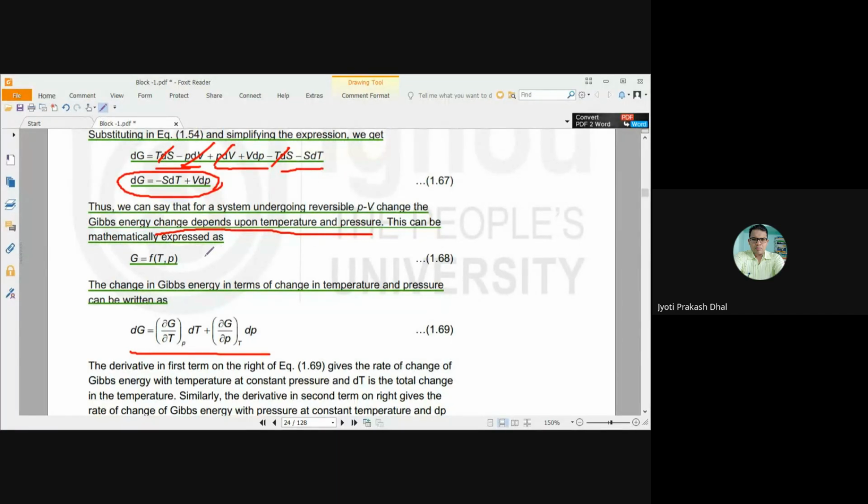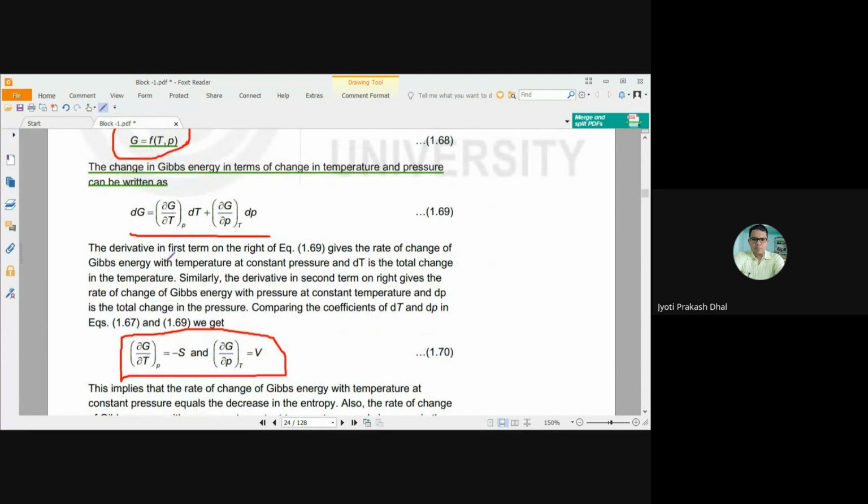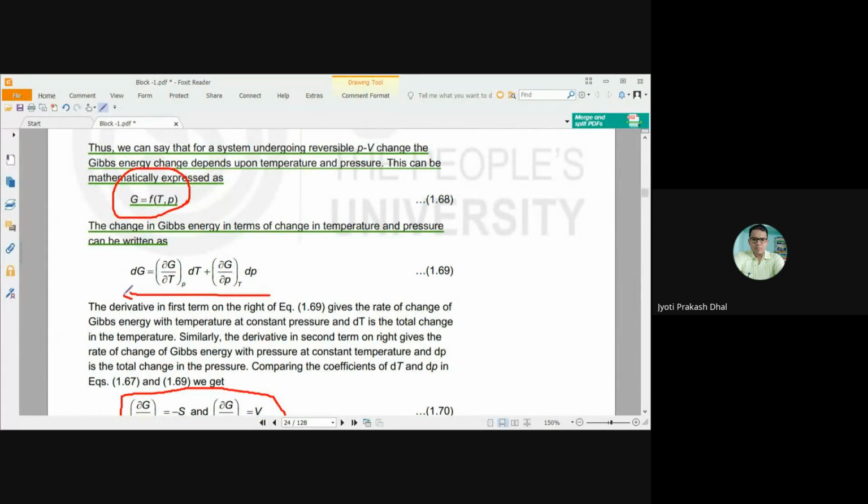This can be expressed as G equal to a function of temperature and pressure. Taking differential form, so this is the partial derivative form. Here G is a function of temperature and pressure. That's why, in partial derivative form, dG equals del G by del T at constant pressure dT plus del G by del P at constant temperature dP.